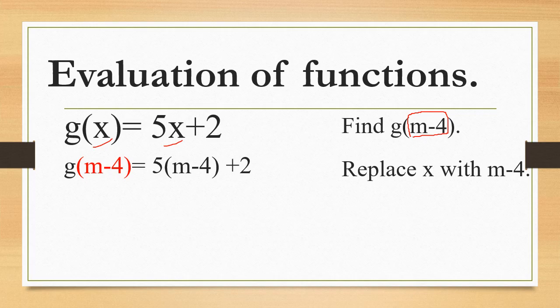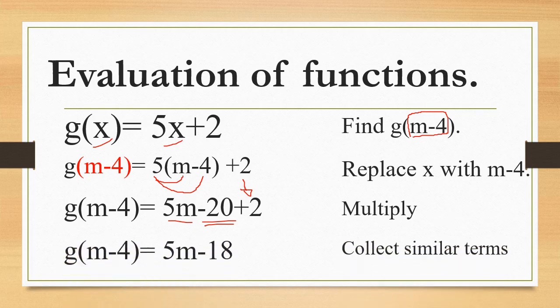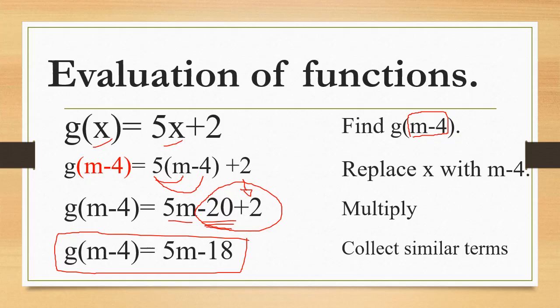Okay? Then, clear na muna natin itong groupings na yan. So, we will have distribute 5 times m, 5m. 5 times negative 4 is negative 20. Then, simply copy plus 2. Okay? Ano kaya susunod dyan? So, dapat we can now add. We can now add negative 20 and positive 2. So, we will have 5m, copy. Negative 20 plus 2 is negative 18. So, therefore, g of m minus 4 is equal to 5m minus 18.